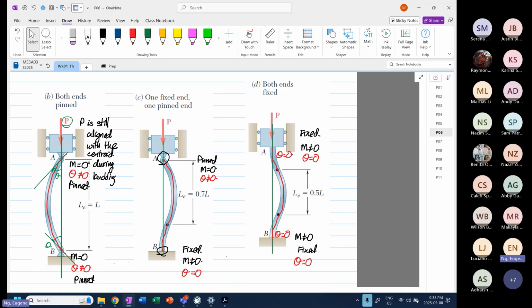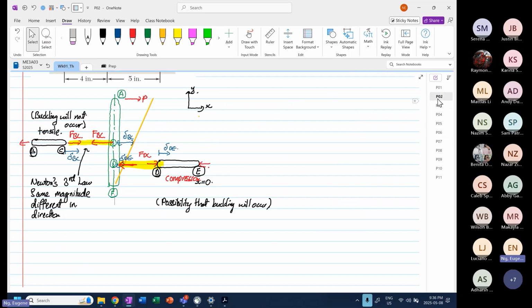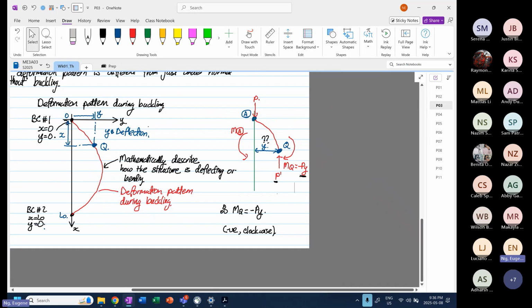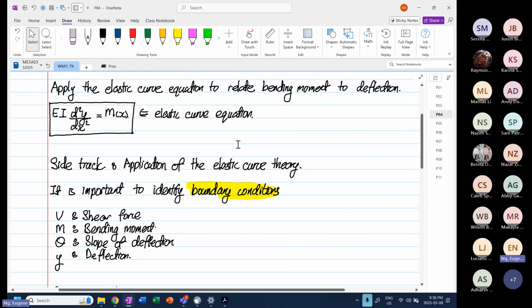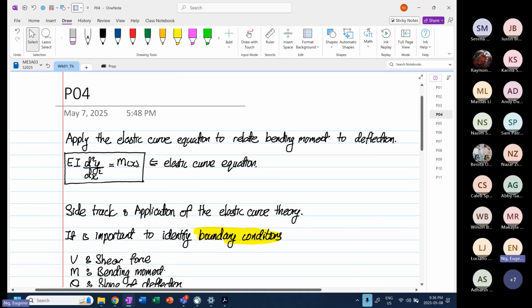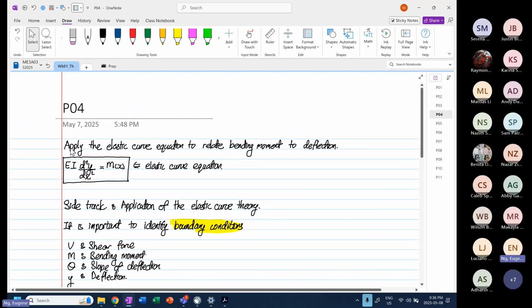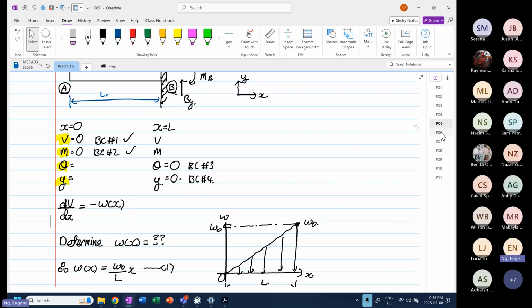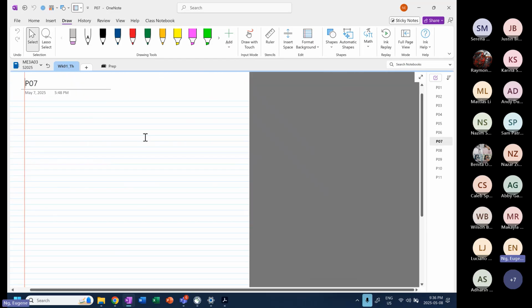To the equation. Okay. So now we are going to go back to this diagram over here. Remember, from here, I detoured you all. We did some sidetrack. So now we are going back into this equation over here. I'm going to paste. We just went through the elastic curve. Now we are going to go back.